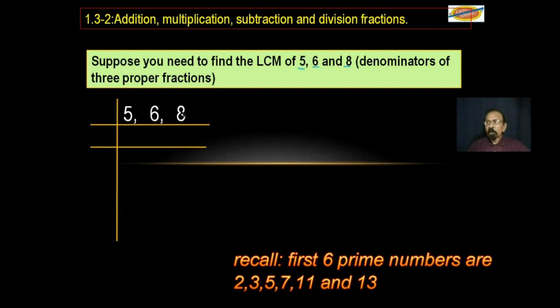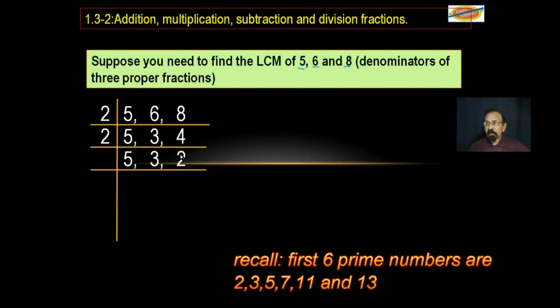Yes. Well, 2 can't divide the 5, so we bring it down. 2 can divide that 6, so we get 3. 2 can divide that 8, so we get 4. Can we try 2 again? Yes. So 2 cannot divide that 5, bring it down. 2 cannot divide that 3, bring it down. But 2 can divide this 4, and we get 2.